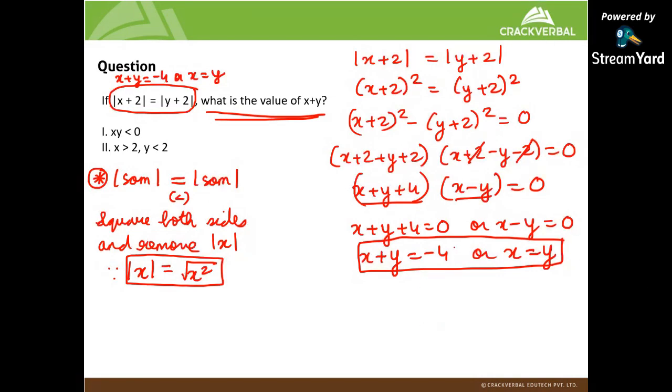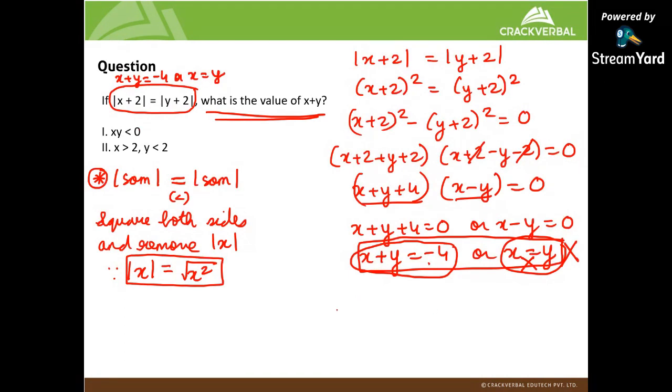Using those two possibilities only, what is the value of x plus y? You'll realize I've already got a value for x plus y as minus 4. But I've also got x is equal to y. So somehow or the other, if I'm able to prove that x is not equal to y, then I can knock off this possibility, and what I'm left with is x plus y is equal to minus 4.